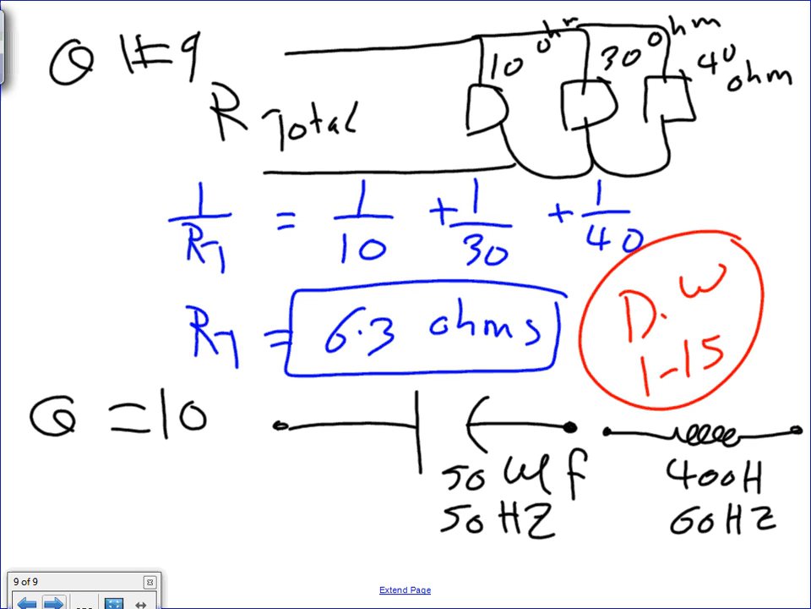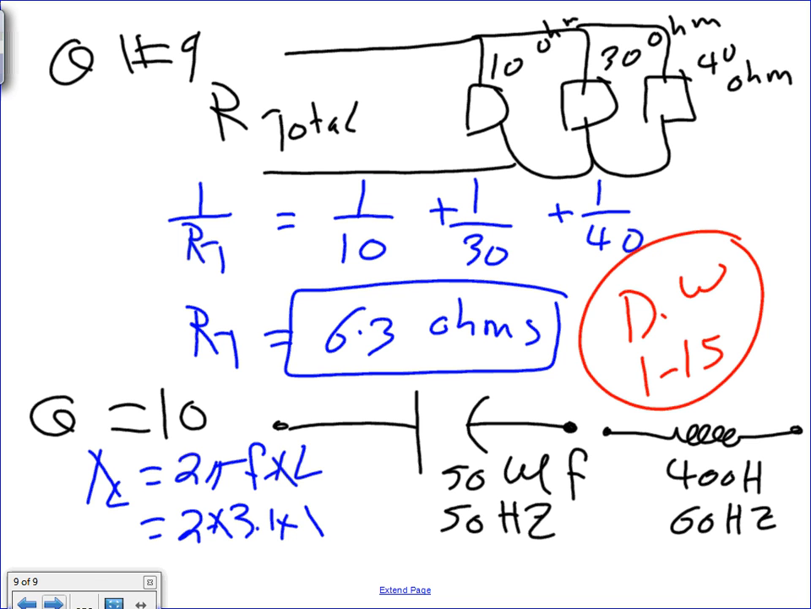I'm going to do the henry first because it's easy. XL for the henry, do you guys remember that? 2 pi F times L. And this is 2 times pi, 3.14, times F. This is the American guy, so this is times 400 times 60. And if you did this, you're going to end up with 151 kilo ohm.